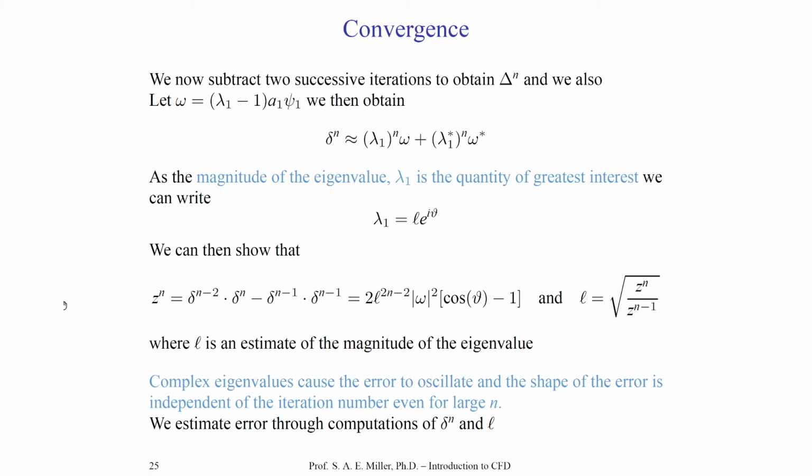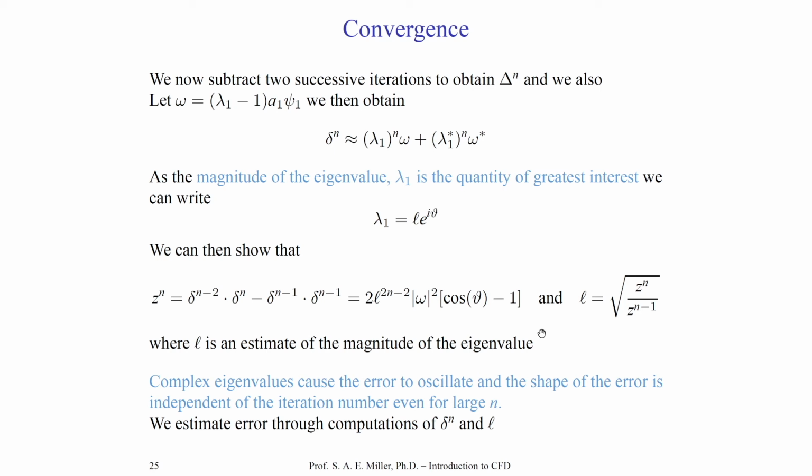We can also subtract now 2 successive iterations to obtain some delta to the n, and we might call this omega as lambda 1 minus 1 a1 of phi 1. Then we would obtain delta n goes as lambda 1 n omega plus lambda 1 complex conjugate n of omega complex conjugate. Now, as the magnitude of the eigenvalue lambda 1 is the quantity of the greatest interest, we can write lambda 1 as L e to the I theta. And you can show through a similar analysis for z to the n, you have this equation, where of course L is the square root of z to the n over z to the n minus 1. Here, L will be the estimate, not the actual, but the estimate of the greatest magnitude of eigenvalue.